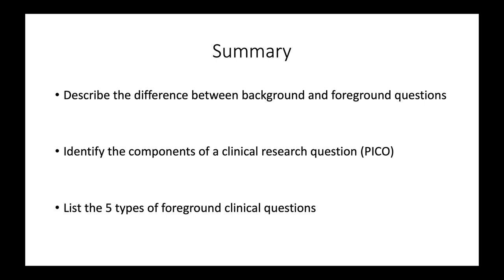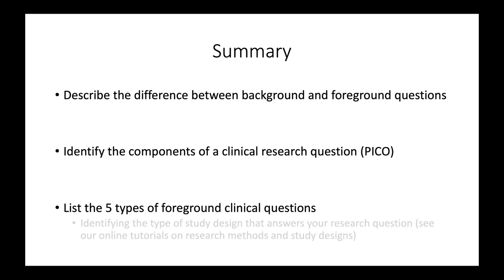And so in summary, we talked about the difference between background and foreground questions, those questions that look at the basic fundamental knowledge about a medical condition, and those questions that help you in the clinical setting with regards to your patients. We identified the components of a clinical research question using the PICO framework: patients, intervention, comparison, and outcome. And last but not least, we talked about the five types of foreground clinical questions: the differential diagnosis, diagnosis, therapy, harm, and prognosis.